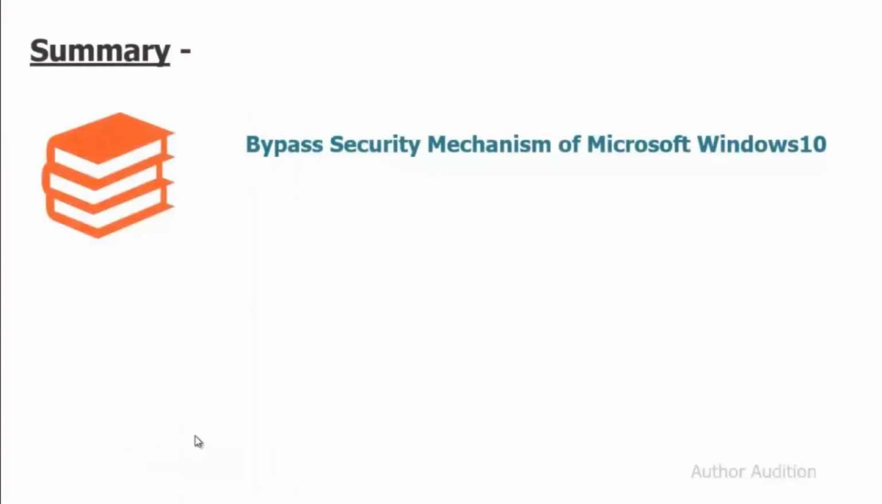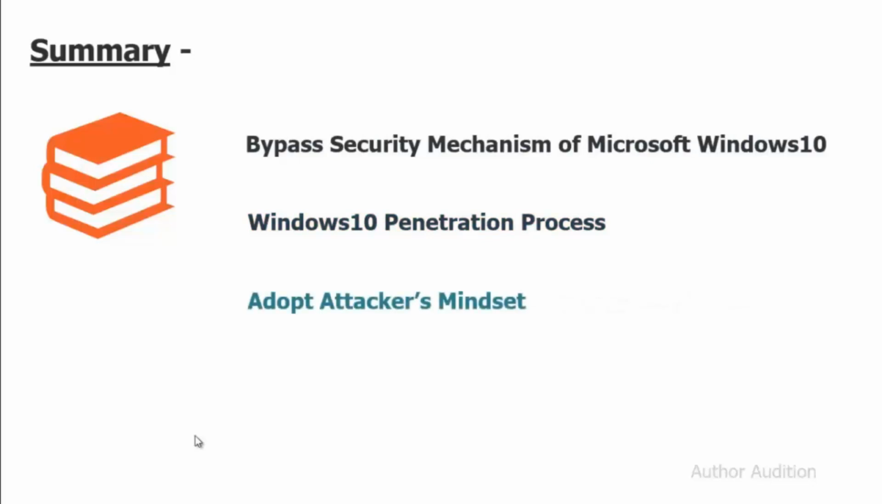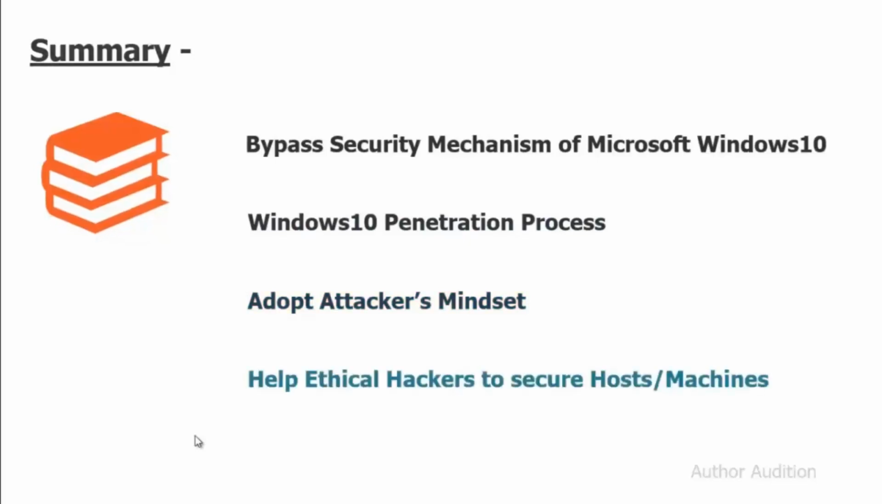So what we have learned in this video and why this topic is really necessary for your job is we have learned first of all how you can break the security mechanism of Microsoft Windows 10. We have learned how you can penetrate the updated Windows 10. Now, why is it necessary for your job? Because you need to adapt the attacker's mindset. It will help ethical hackers to secure their network by securing their hosts or machines.